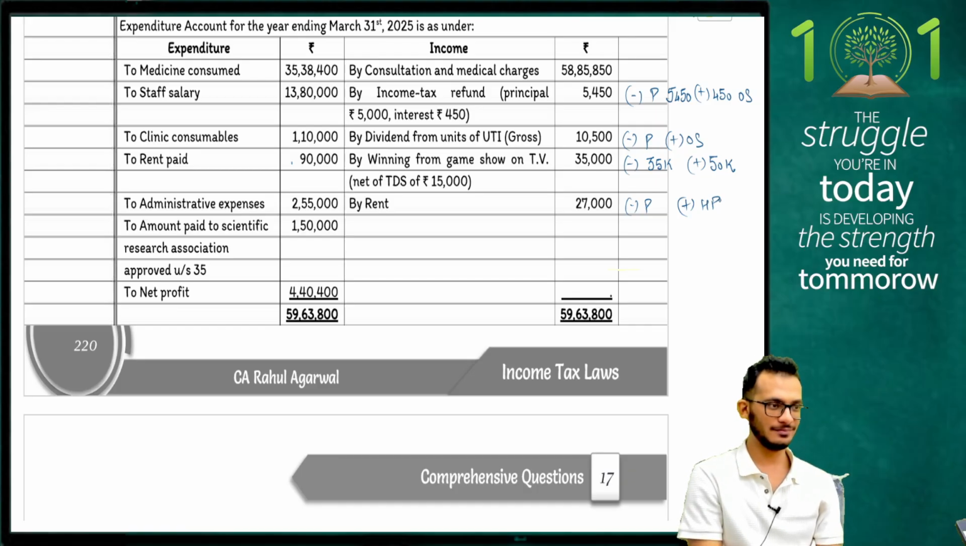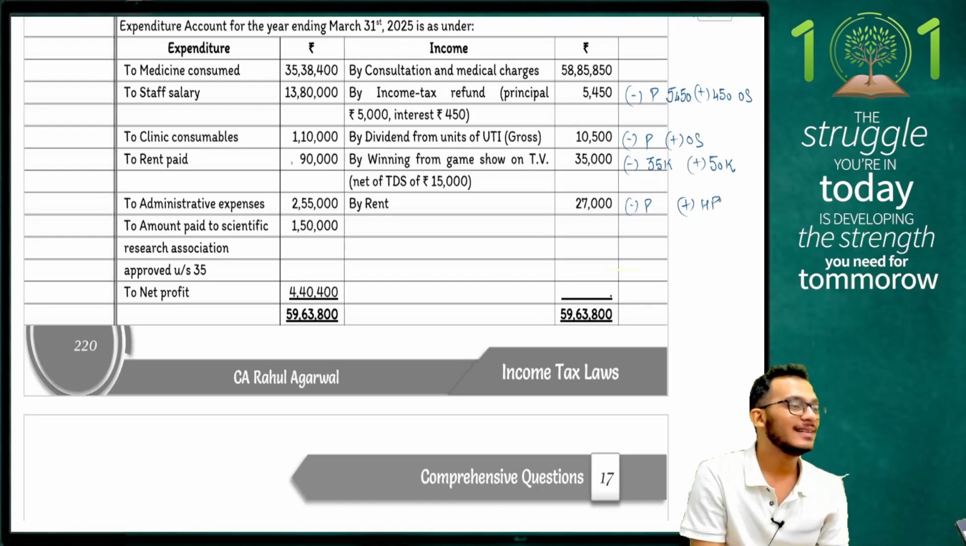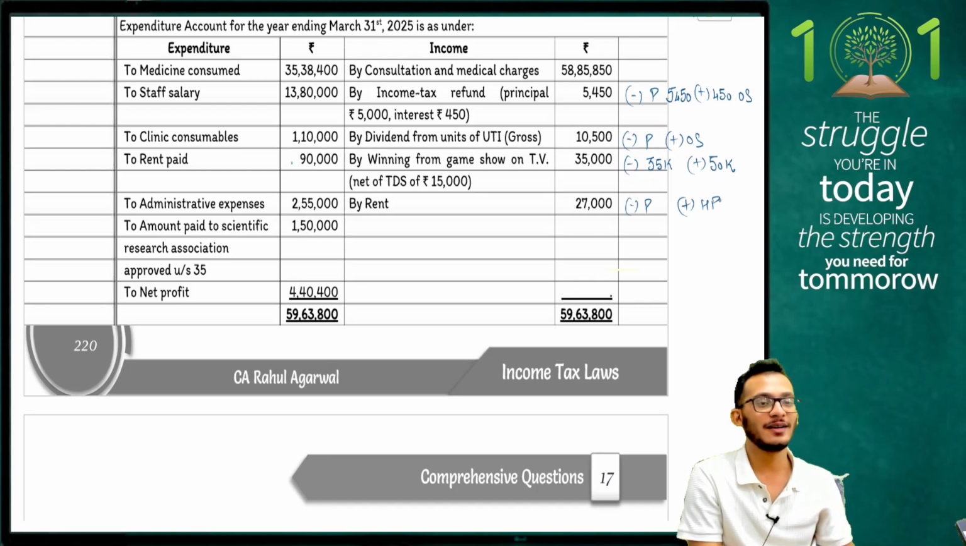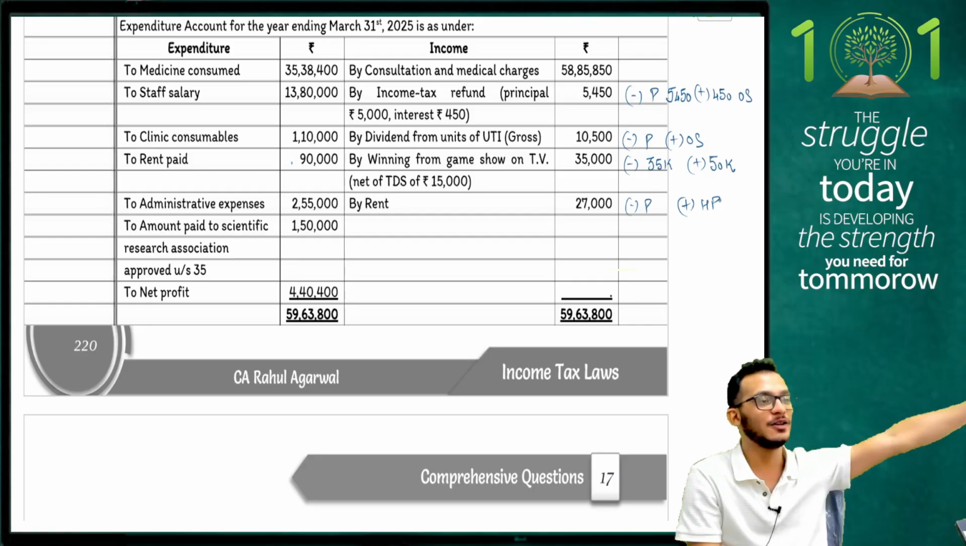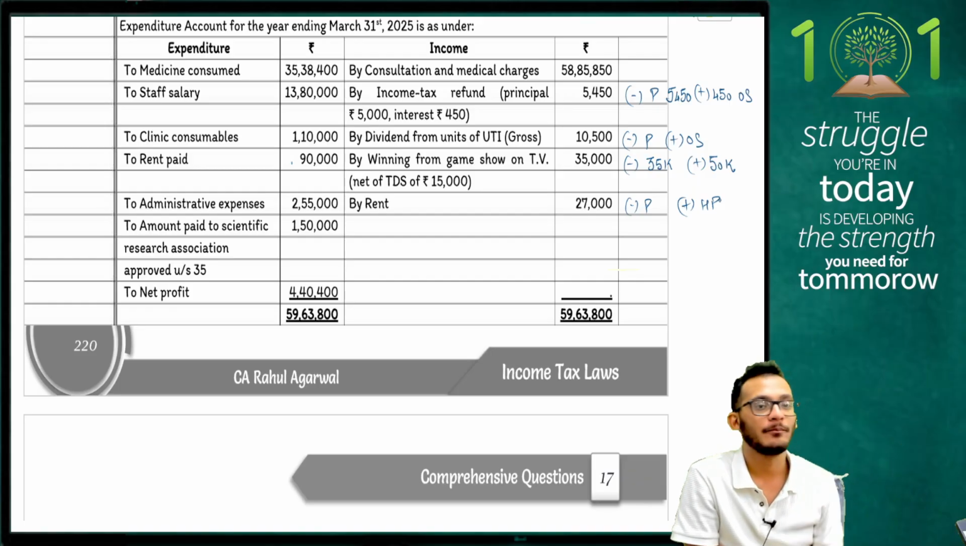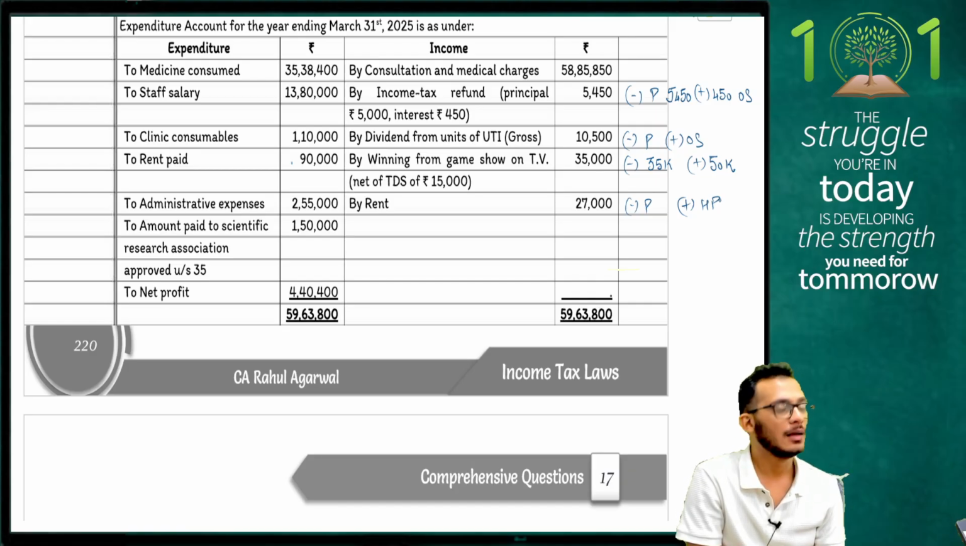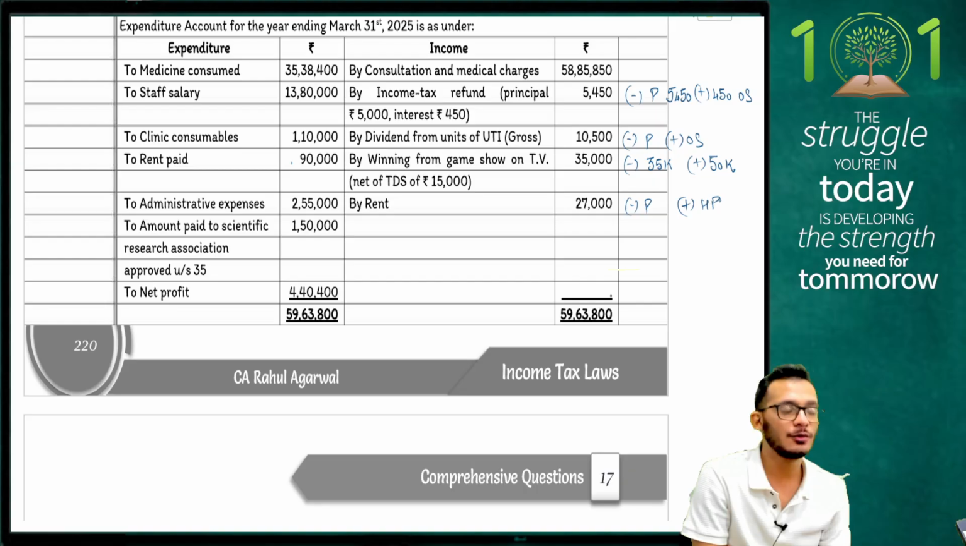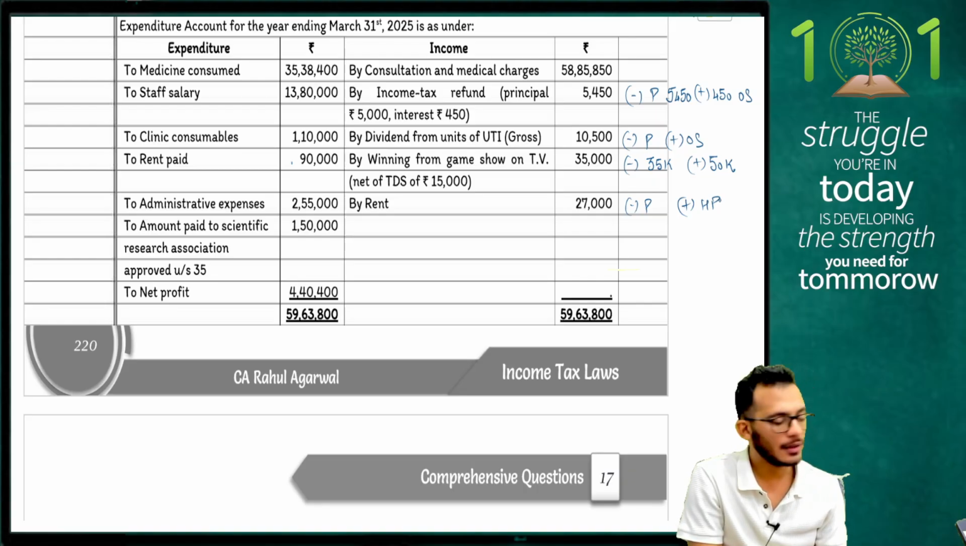Rent paid 90,000. Here is where generally people get confused. Rent received you tax under HP, no? So rent paid also should be under HP, correct? People, rent received is for my house. Rent paid is for my office building, which means it is still a P&L expense, therefore fully allowed. Next, administrative expenses 2,55,000. Ignore.